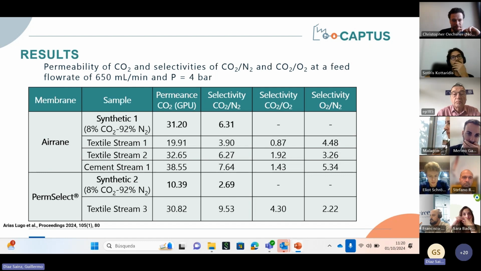We can see that the selectivity is very close to 1, so it means that the separation of these compounds is very difficult, and that these membranes currently don't operate with good performance because we operated with streams that have CO2, nitrogen, and oxygen as the main compounds, so the separation of the CO2 and the oxygen is very difficult.